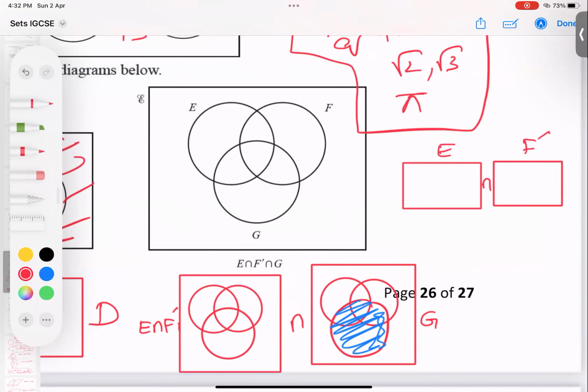Actually, this is another problem we have here. I can make it three circles or two circles, no issue at all, but I can make two circles just for the sake of understanding. What is E, students? E means shade the E part. Done. F complement means except F, everything is shaded.